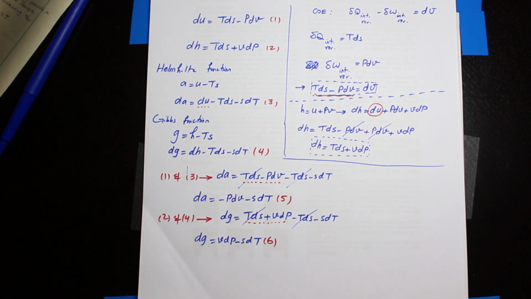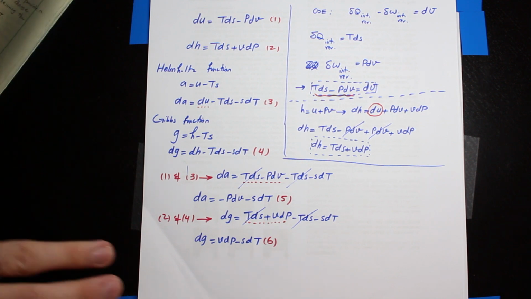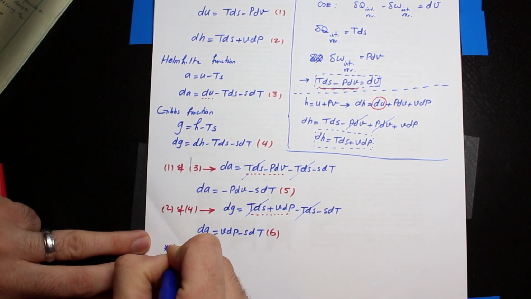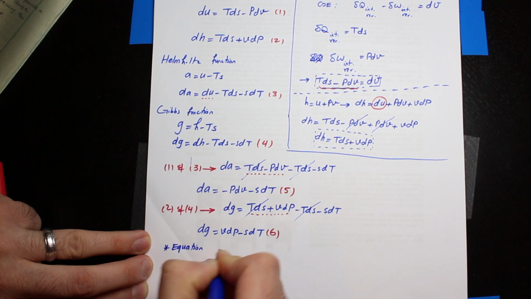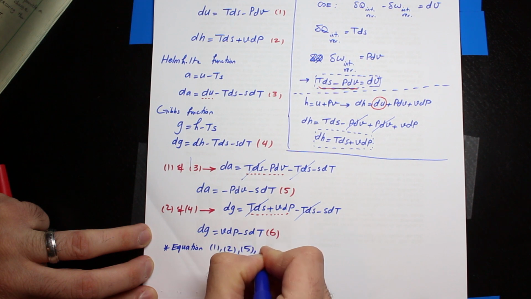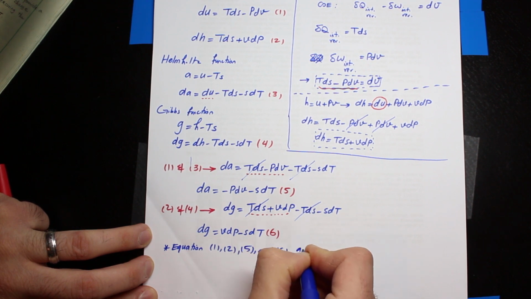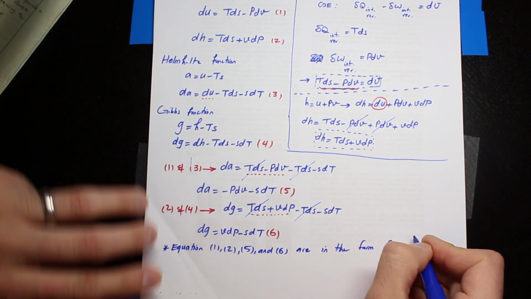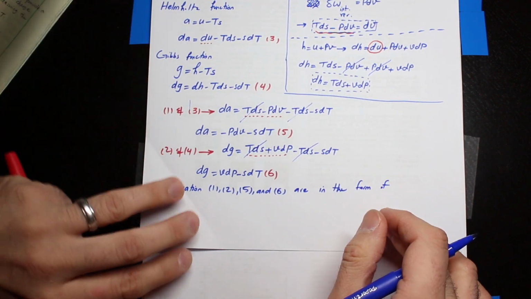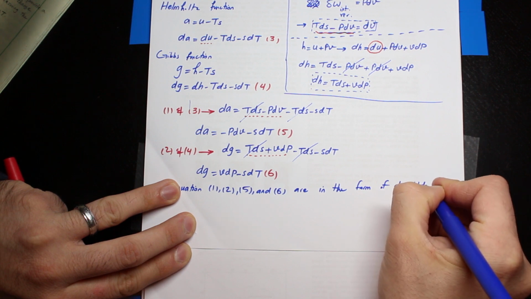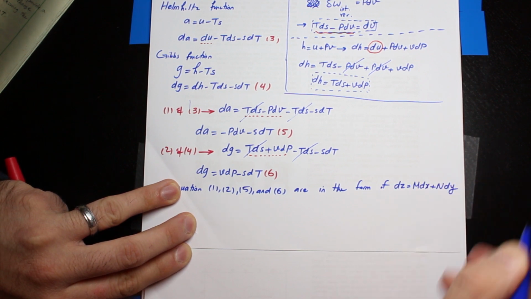If I notice, equations 1, 2, 5, and 6 are in the form of this equation that I had before. So maybe let me write it as a bullet item: equations 1, 2, 5, and 6 are in the form of dz equal to M dx plus N dy that we had before.